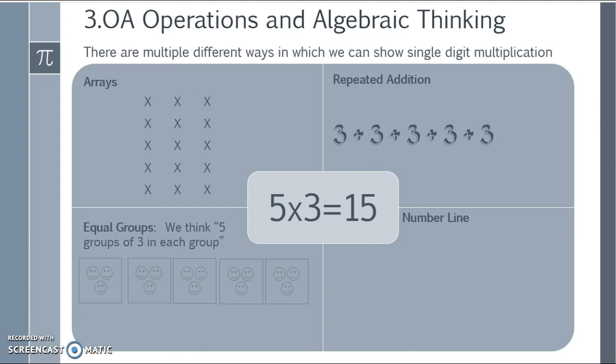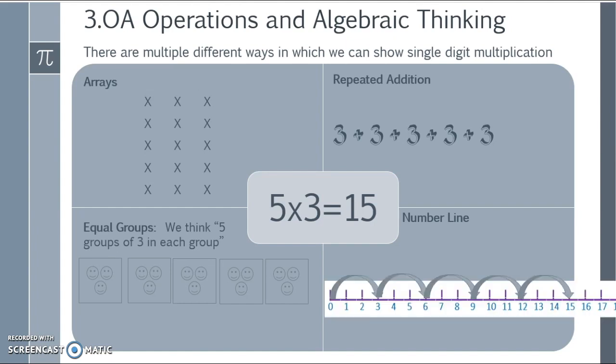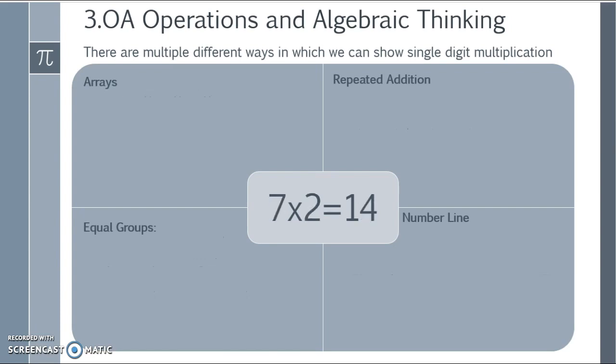Or we could use a number line. You see on my number line that I've got 5 jumps of 3, or we could do 3 jumps of 5. Take a moment, pause the video, and create an array, repeated addition, equal groups, and a number line to represent 7 times 2, which equals 14. So pause the video, come back, and then we'll go through them.